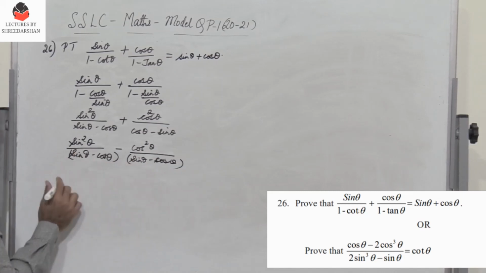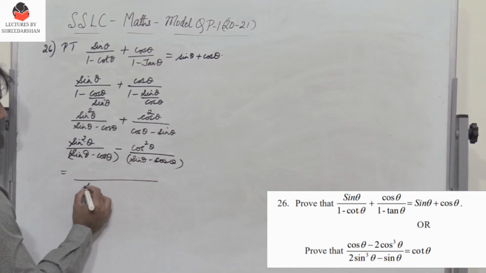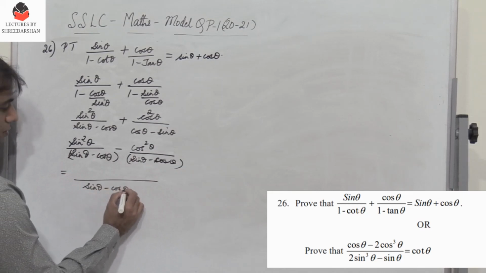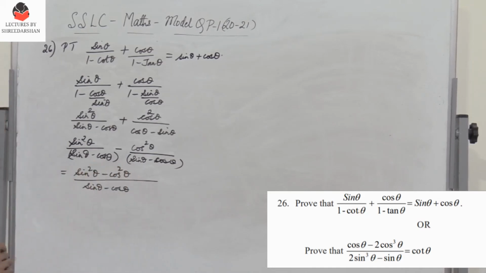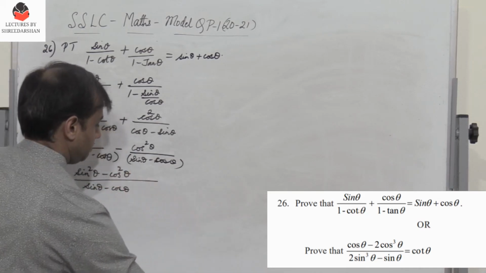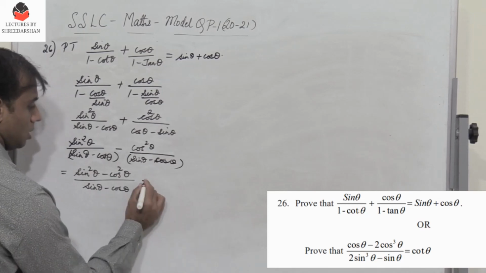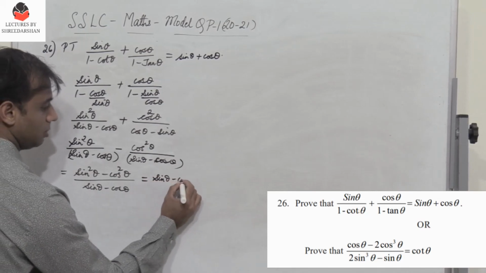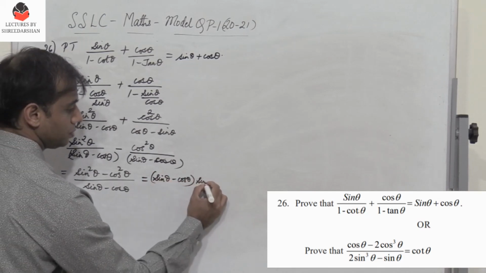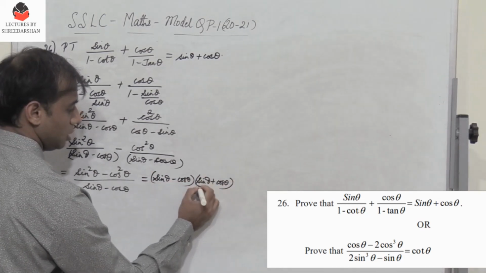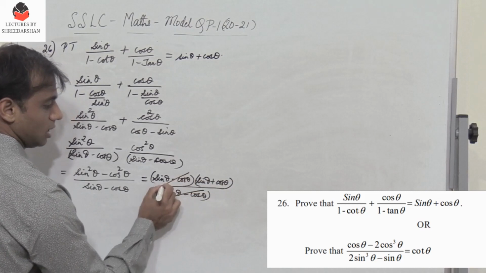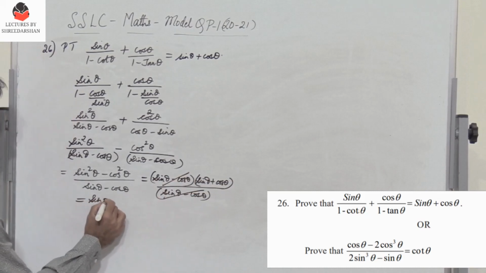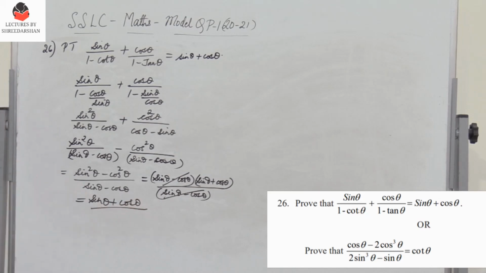The denominators are common, so I can combine them. So I have sine theta minus cos theta, and here I have sine square theta minus cos square theta. So this is a square minus b square, which is a minus b into a plus b. So this can be written as sine theta minus cos theta into sine theta plus cos theta divided by sine theta minus cos theta. So these two can get cancelled. So you have sine theta plus cos theta, which is the required answer.